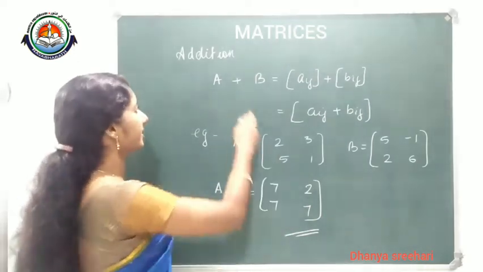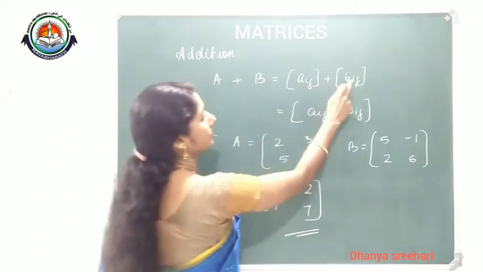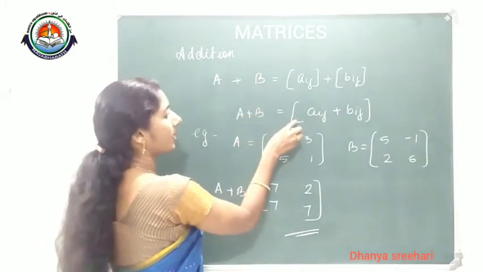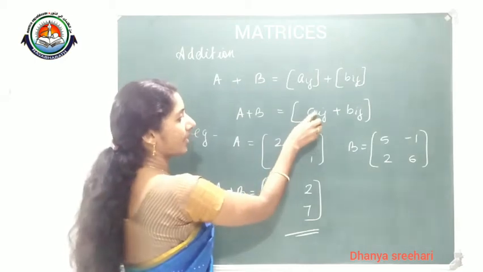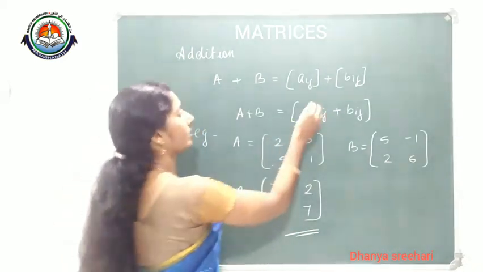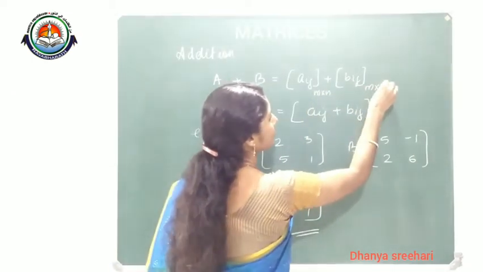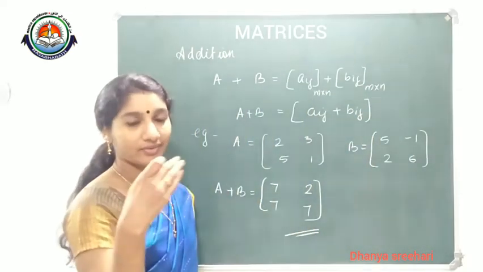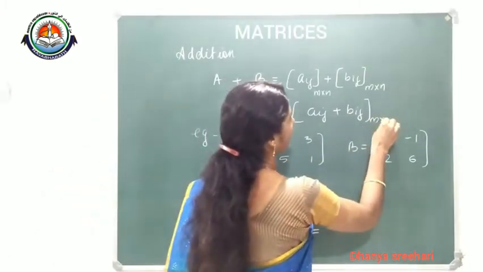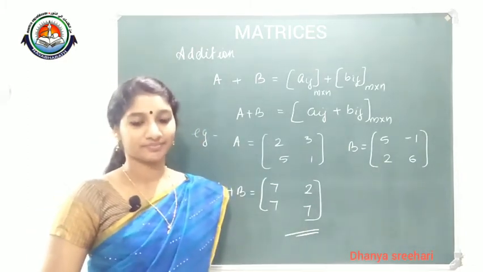Okay. So generally, if matrix A is equal to [Aij] and matrix B is equal to [Bij], then A plus B is equal to another matrix whose each element is Aij plus Bij. And what about the order? Here the order is m by n, and here also it should be m by n, then only we will get corresponding elements to add. And the same order we will get for the sum also. Got it?